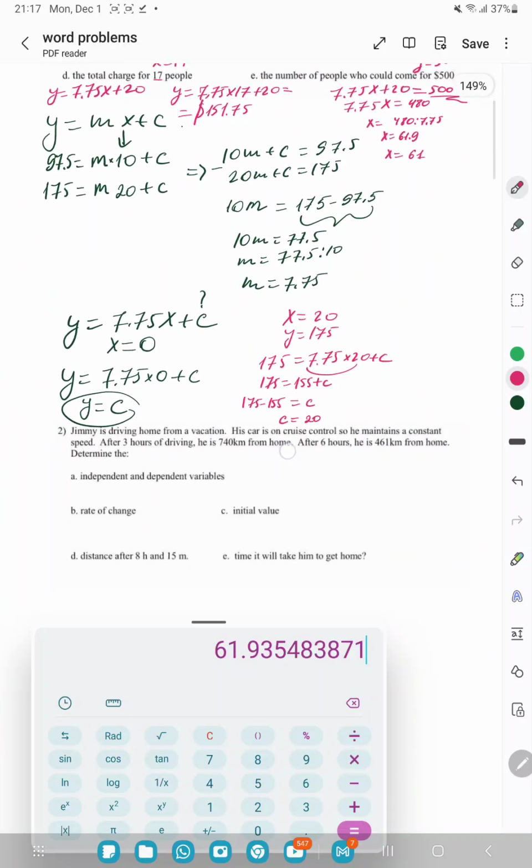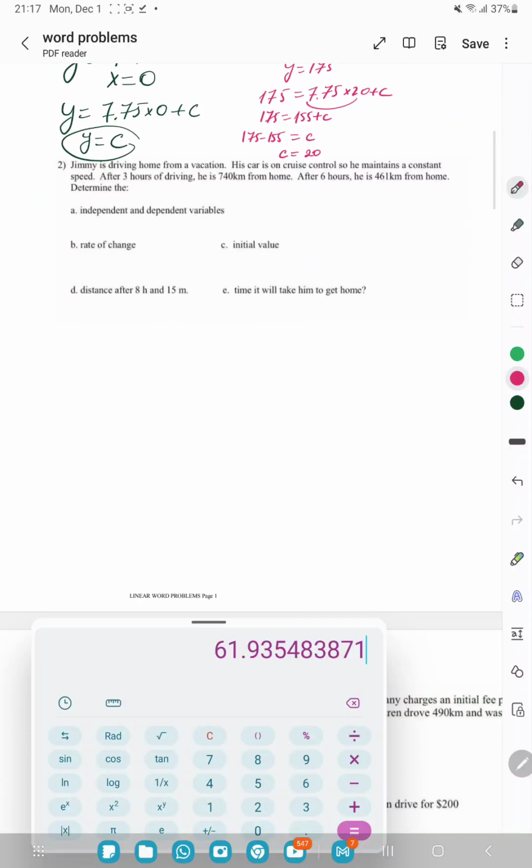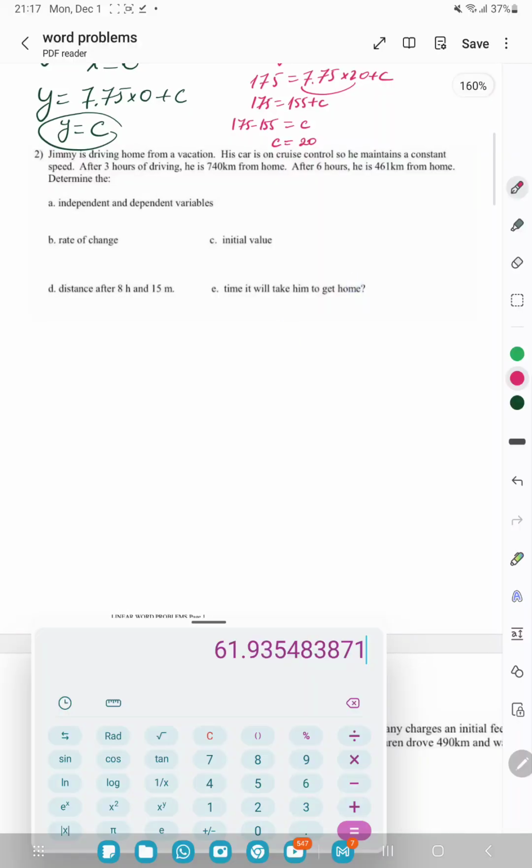Okay, next question. Jimmy is driving home from a vacation. His car is on cruise control, so he maintains a constant speed. After 3 hours of driving, he is 740 kilometers from home. After 6 hours, he is 461 kilometers from home. Determine the independent and dependent variables. As you see, the time is independent. The more time you spend, the more distance you will travel, right? So dependent is distance, right?